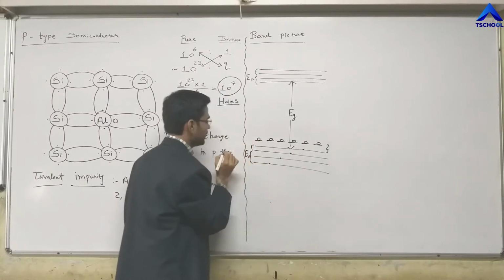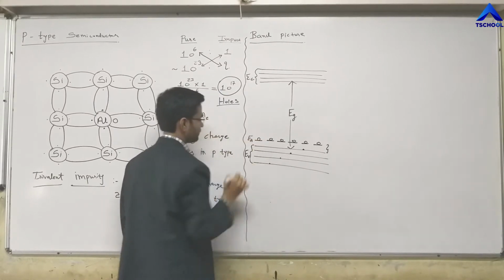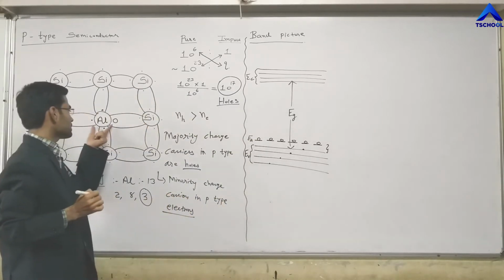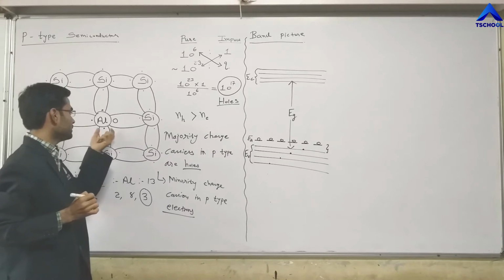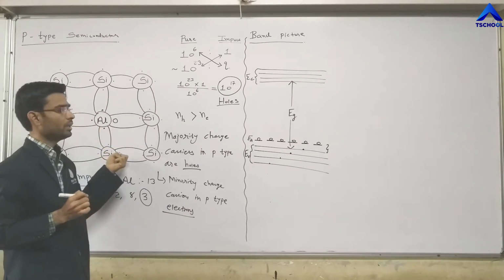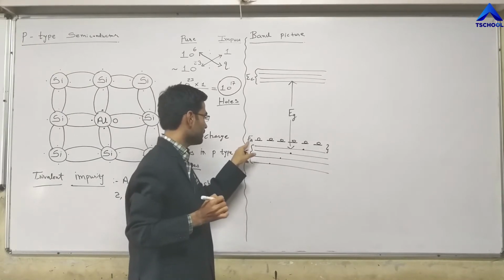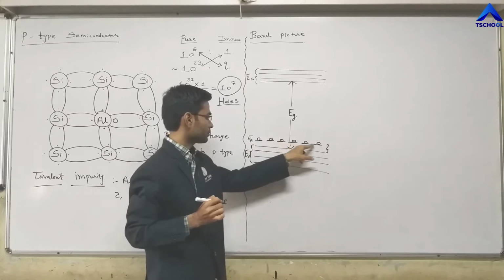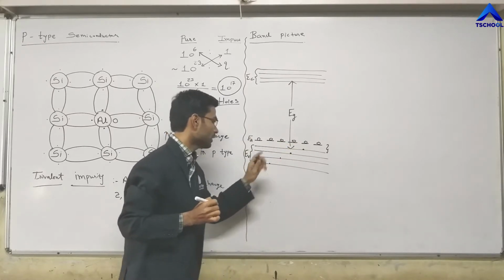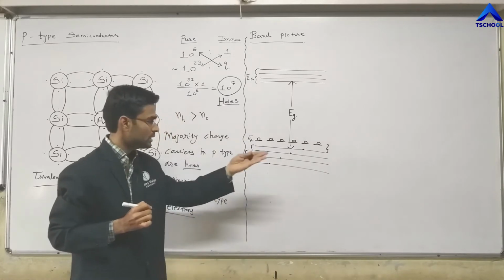Now the acceptor energy level is represented by EA, because here the impurity, the aluminum atom, has the ability to attract one electron. That's why the acceptor level is represented by EA. As for holes and electrons, whenever we increase the temperature, we will see later what happens.